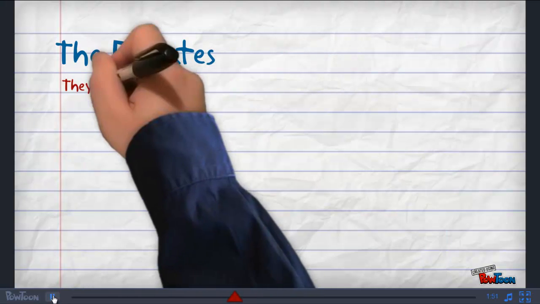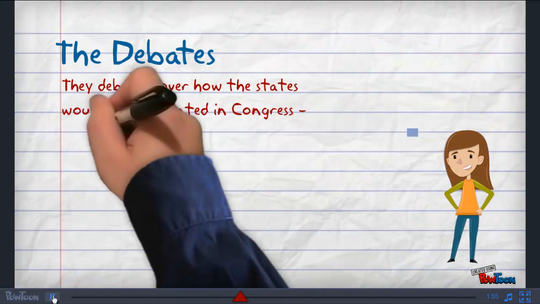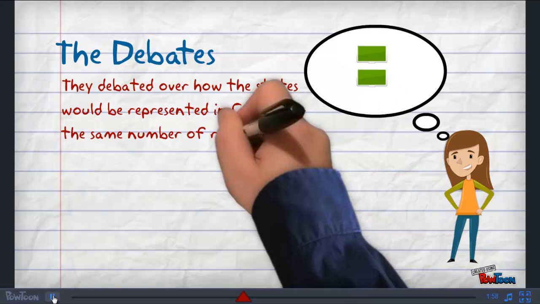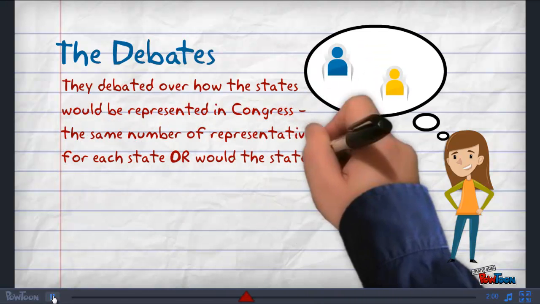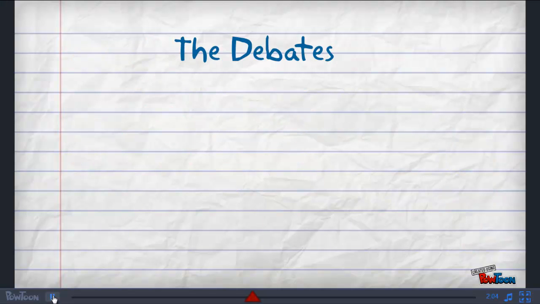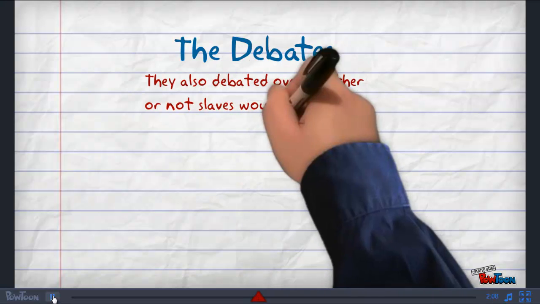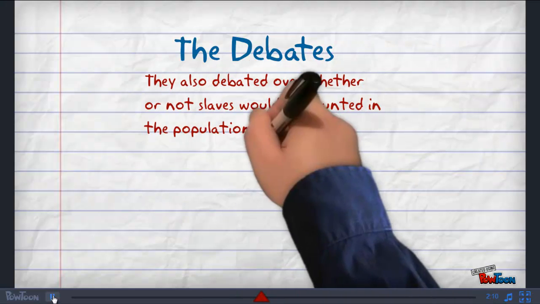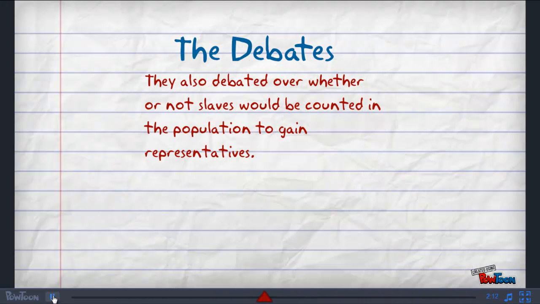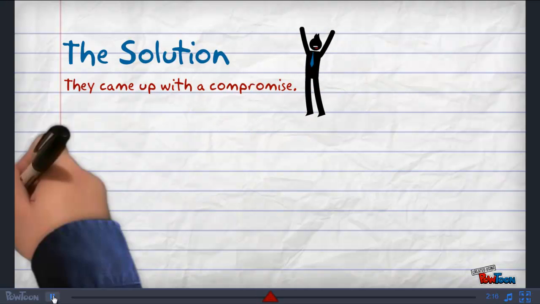The debates. They debated over how the states would be represented in Congress. The same number of representatives for each state, or would the states be represented based on population? They also debated over whether or not slaves would be counted in the population to gain representatives. So the solution, they came up with a compromise.